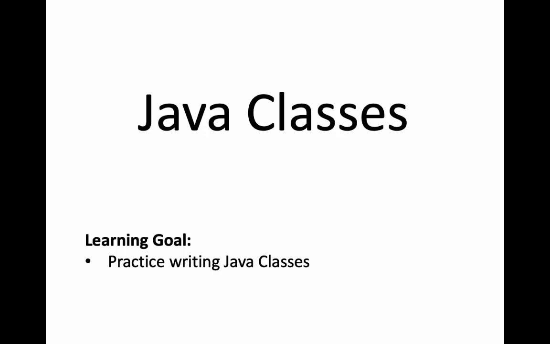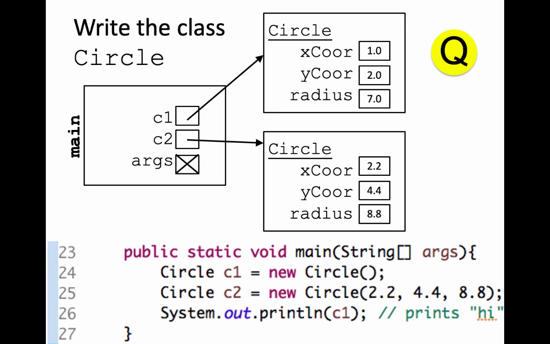Okay, so here I want to give you some extra practice writing Java classes. So here what I've got is a main method. It has 3 lines in it, and I've noted that System.out.println(c1) is going to print the string "hi". I've also drawn the CS60 style memory model, and that's on the top.